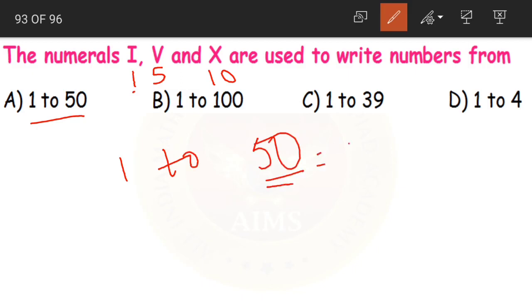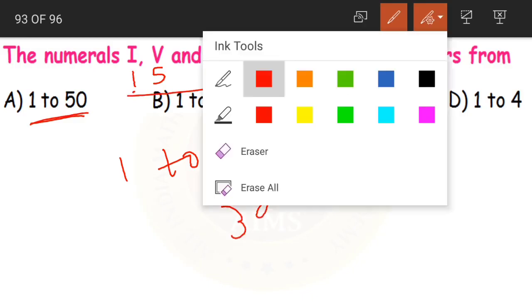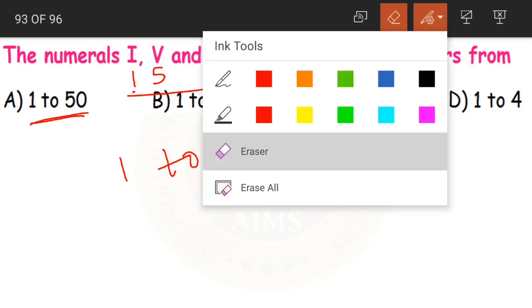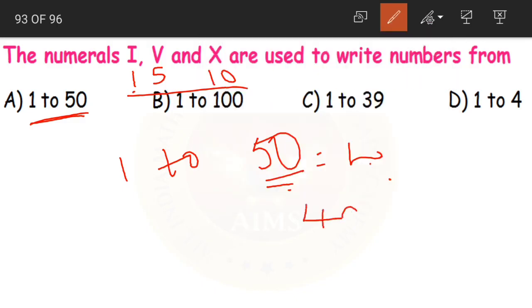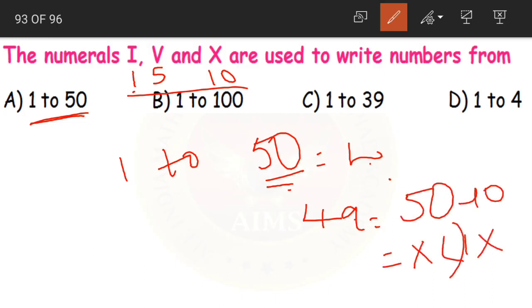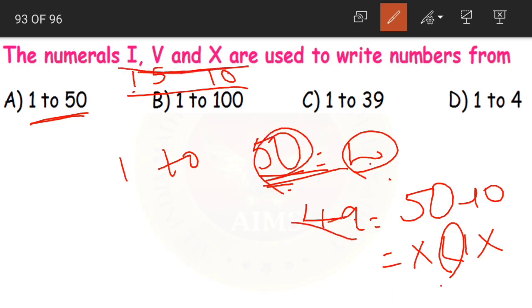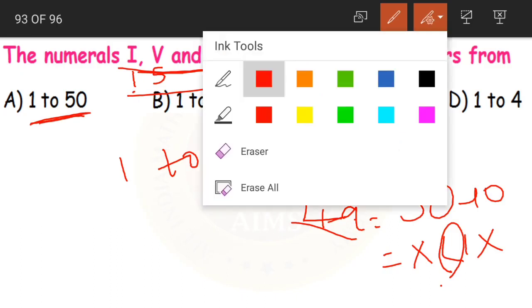Now we know that 50 is equal to L. Yes or no? Yes, 50 is equal to L. So it is not possible that only I, V, X are used here. If you take the number 49 for example, what will it be? 40 will be written as 50 minus 10, that is XL, and 9 will be written as IX. See here L, the Roman numeral for 50, is used. So we cannot say that only I, V and X are used to write the numbers from 1 to 50.